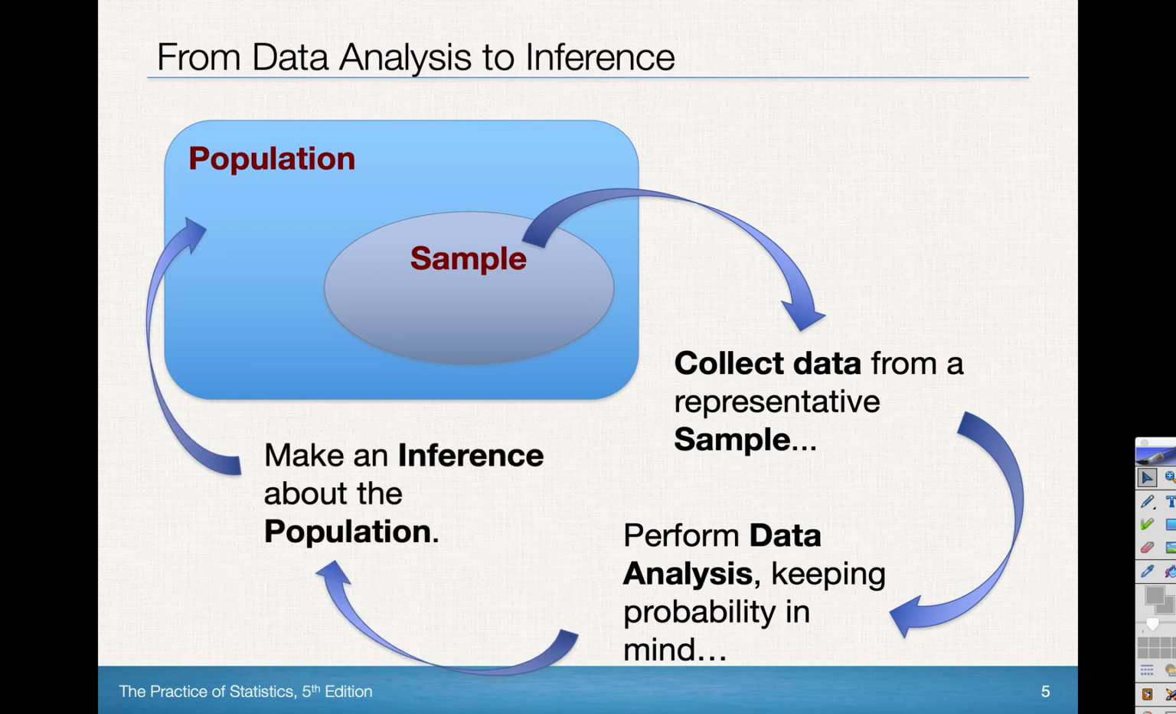And then we can use our data analysis to make an inference about the population. So as long as our sample is representative of the population, then our sample data should be pretty close to what the population data would say. Okay, so this is the ultimate goal. Now, we won't get into inference testing and making inferences until later this year. But we're going to start by collecting and performing data analysis.